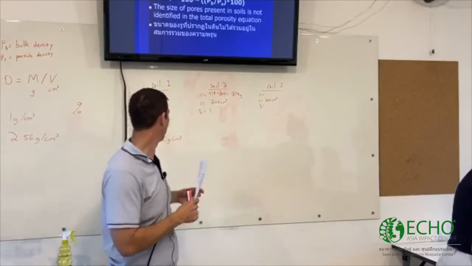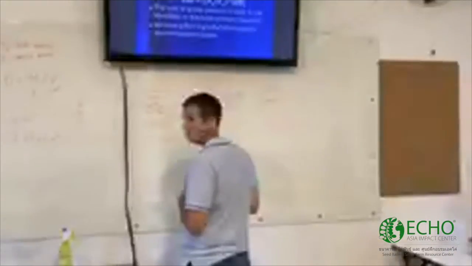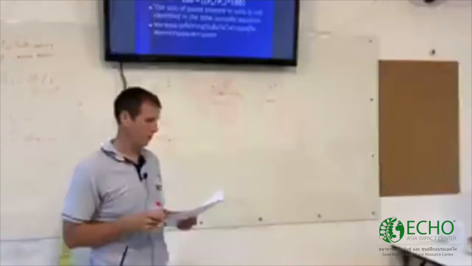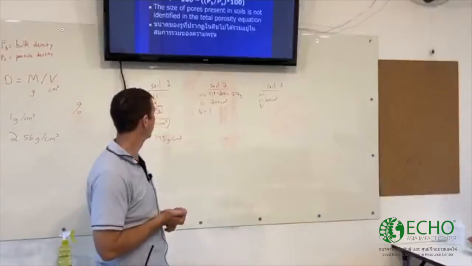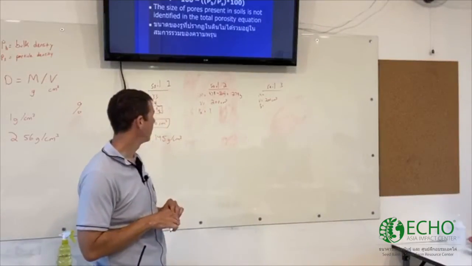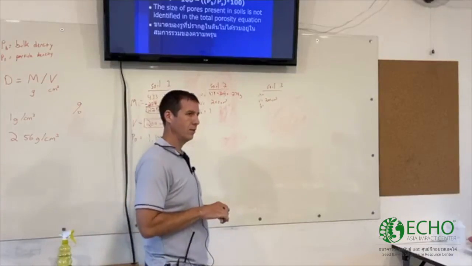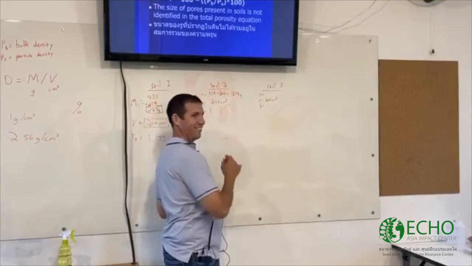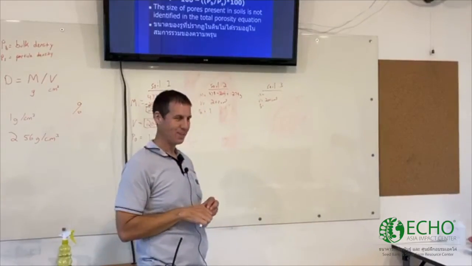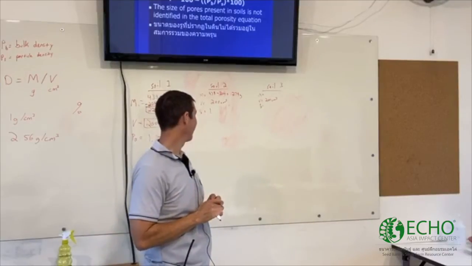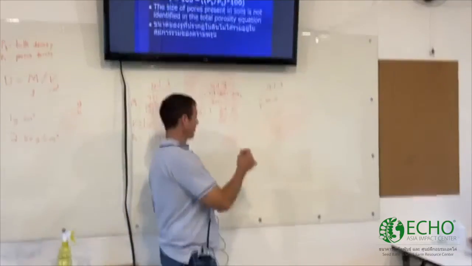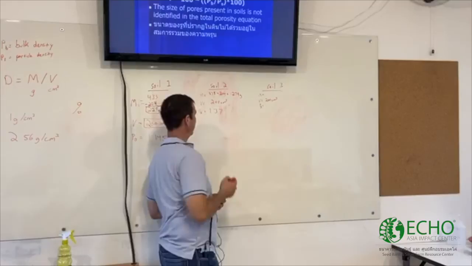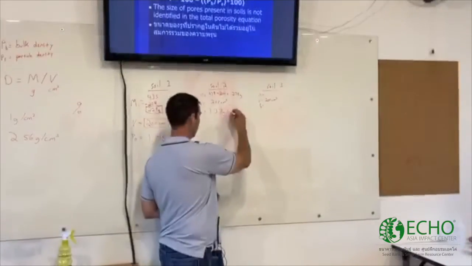274 divided by 200. 1.37, I think. Somebody want to check it? Good job. Okay. Grams per cubic centimeter.